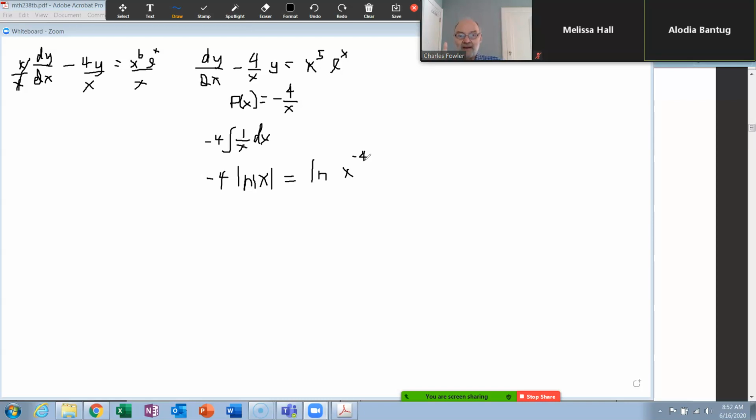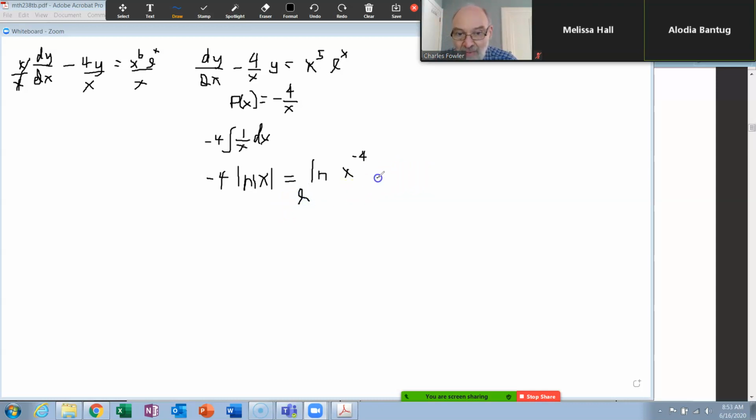Okay. Now, let's think about what that's saying. That's 1 over x to the fourth, right? Well, guess what? It doesn't matter whether x is positive or negative. If you're raising it to the fourth power, that's always going to be positive. So therefore, I lost the absolute value signs here. And it wasn't just an accident. You don't need them anymore. All right. Now, what do we say we do with this thing? Yeah, raise it to the e.